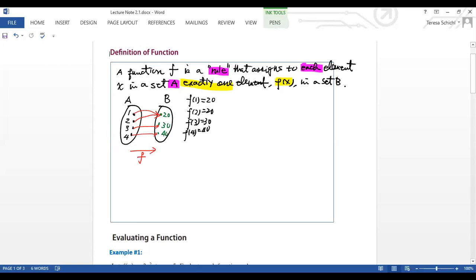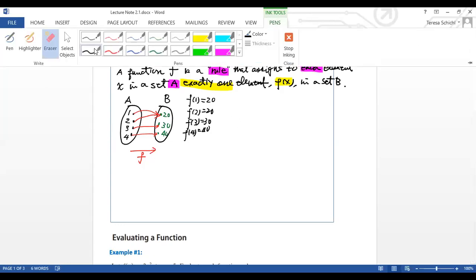You might say, hey, but 1 and 2 find the same one. That's fine. They can find the same one, but one element in A cannot map to 2 elements in B. So for example, let's take a look at this one here. Let me make it a little bigger.